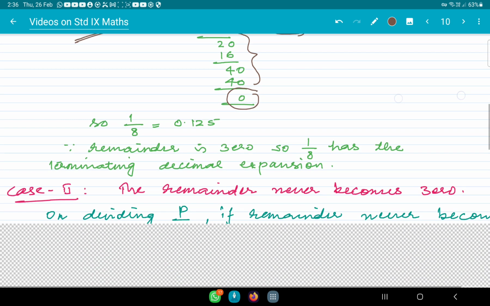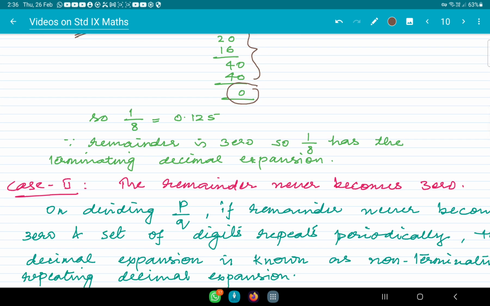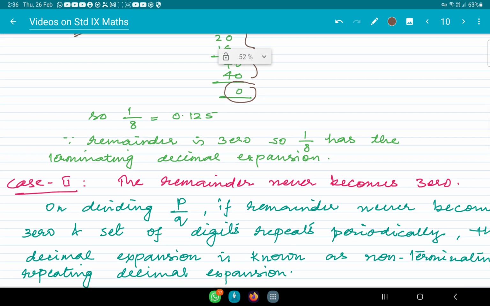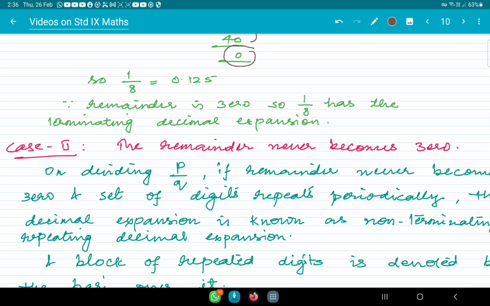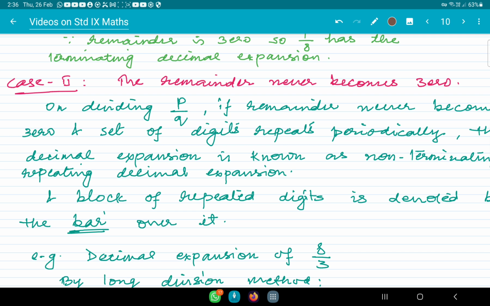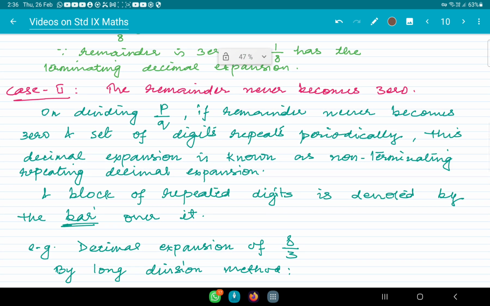Now we are seeing case 2, in which the remainder never becomes 0. The same process we will do, but after doing division for finite steps, we will see that our remainder is not 0. So on dividing p by q, if the remainder never becomes 0 and a set of digits repeats periodically.